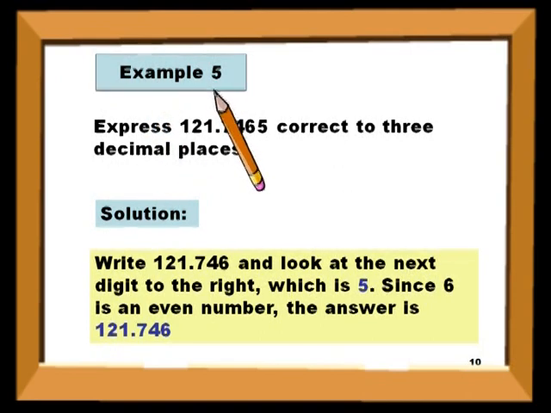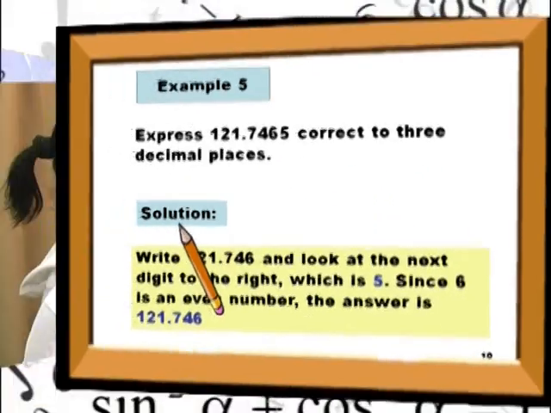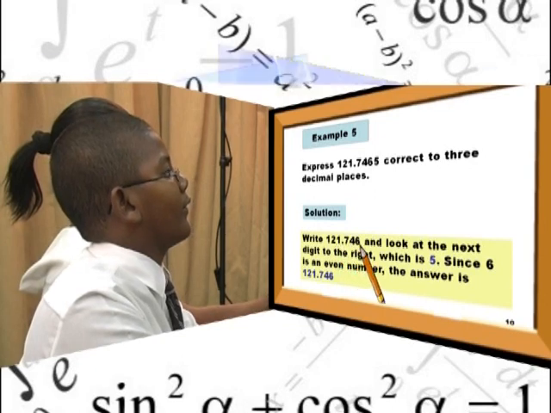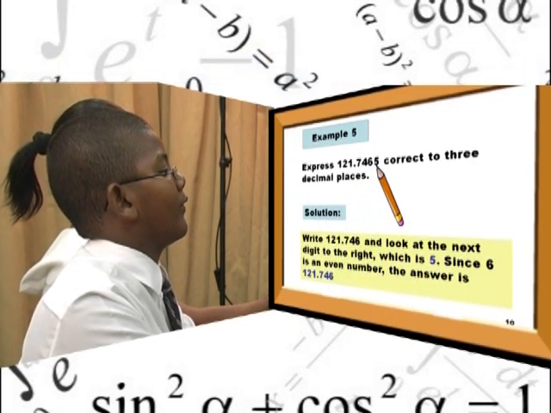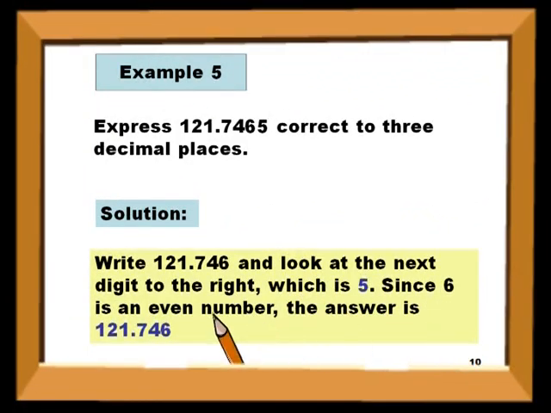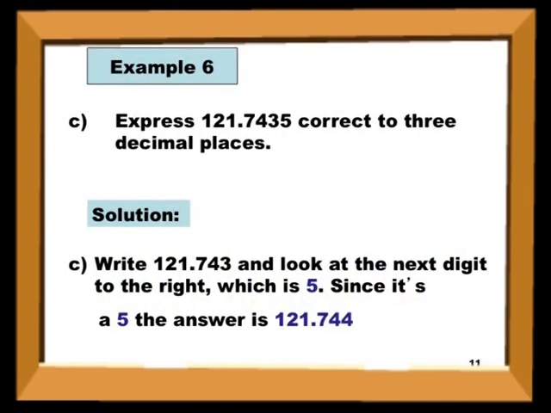Example 5. Express 121.7465 correct to 3 decimal places. Solution. Write 121.746 and look at the next digit to the right, which is 5. Since 6 is an even number, the answer is 121.746. Example 6. Express 121.7435 correct to 3 decimal places. Solution. Write 121.743 and look at the next digit to the right, which is 5. The number is 121.744.